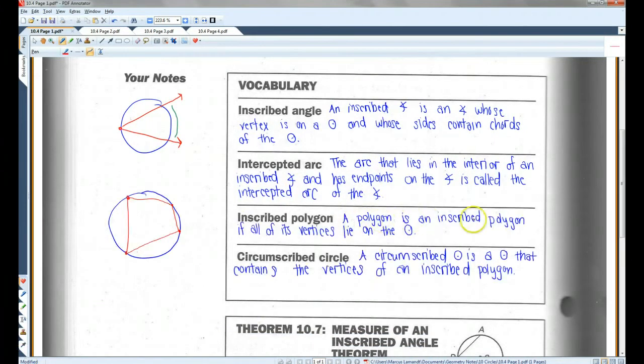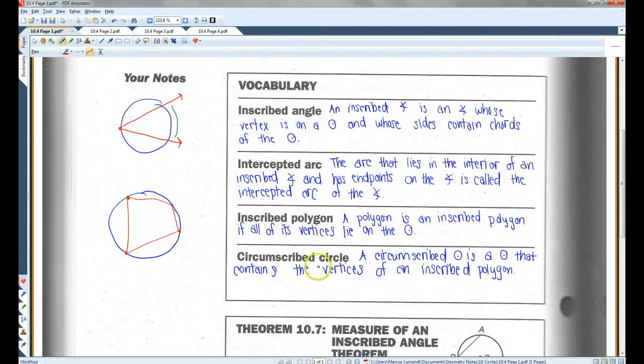Inscribed polygon and circumscribed circle, I'm going to do those two together. A polygon is an inscribed polygon if all of its vertices lie on the circle. So this quadrilateral here would be an inscribed quadrilateral. It doesn't have to be a four-sided figure. It could have as many sides as you want.